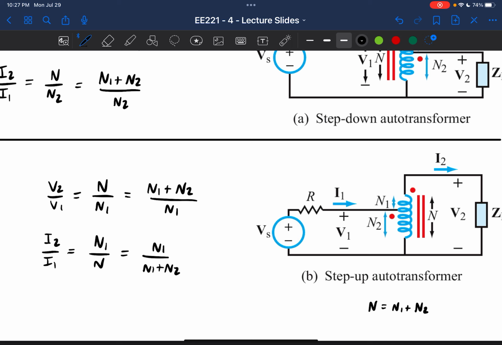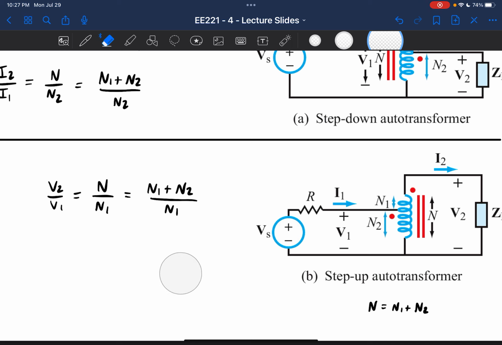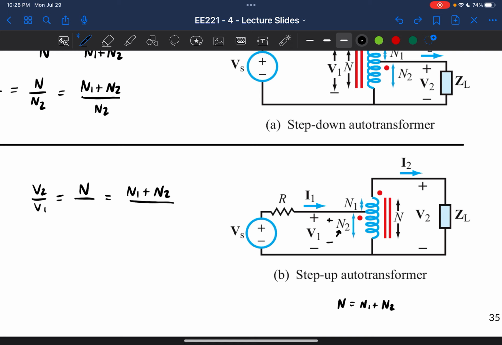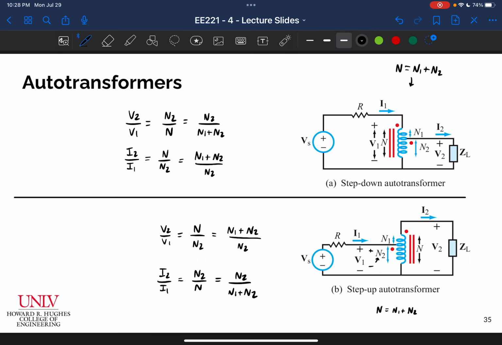Oh, sorry, I think I screwed this up. The number of turns N1 is actually irrelevant here. It's N2 that they're using for the primary. Sorry about that. So you can see that the primary is using N2. N1 is not relevant for this derivation. So it's going to be N over N2, which gives me the sum over N2. And then, yeah, sorry about that. I just went into autopilot for a second. So the current is just going to be the opposite, which is N2 over N, which gives me N2 over N1 plus N2. Okay, so those are the equations for the autotransformers, okay?